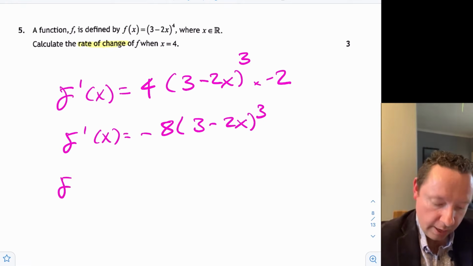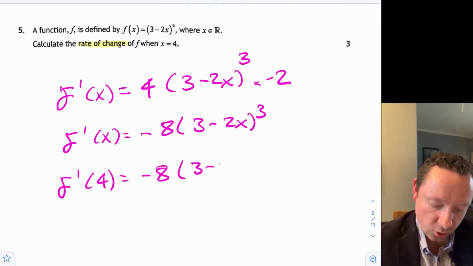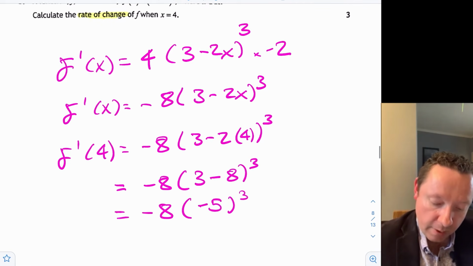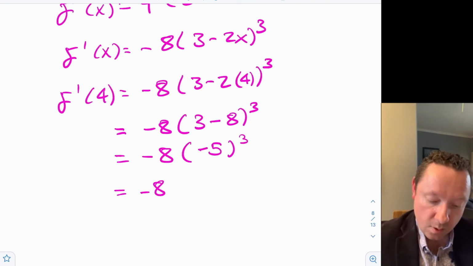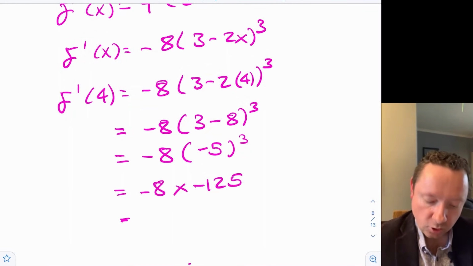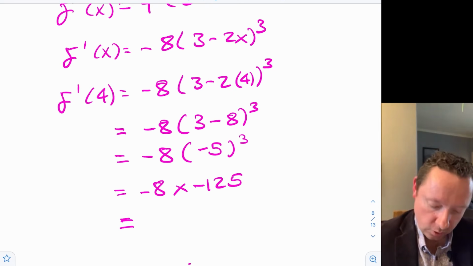Substituting in 4, f dash 4 is minus 8, 3 minus 2 times 4 cubed, that's minus 8, 3 minus 8 cubed, which is minus 8 times minus 5 cubed. Minus 5 cubed is minus 125. 8 times 125 is 1000. Minus times a minus is a plus.